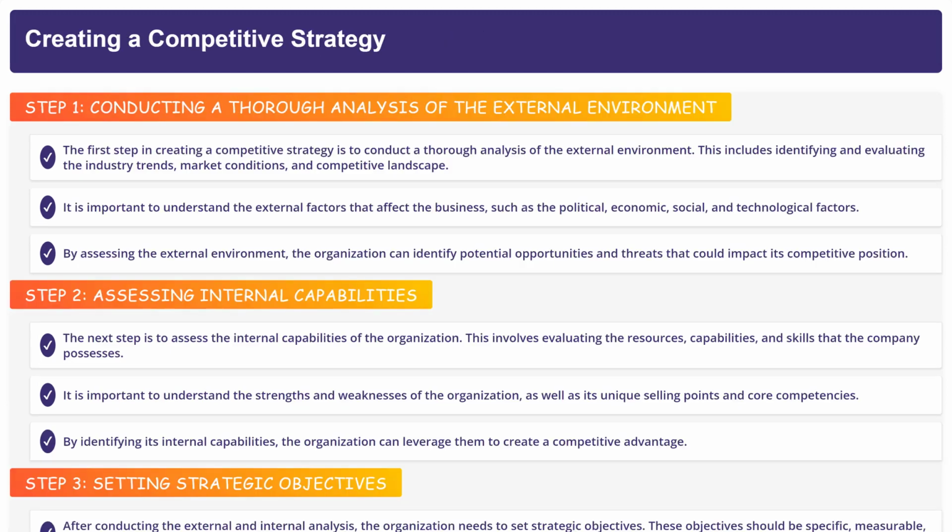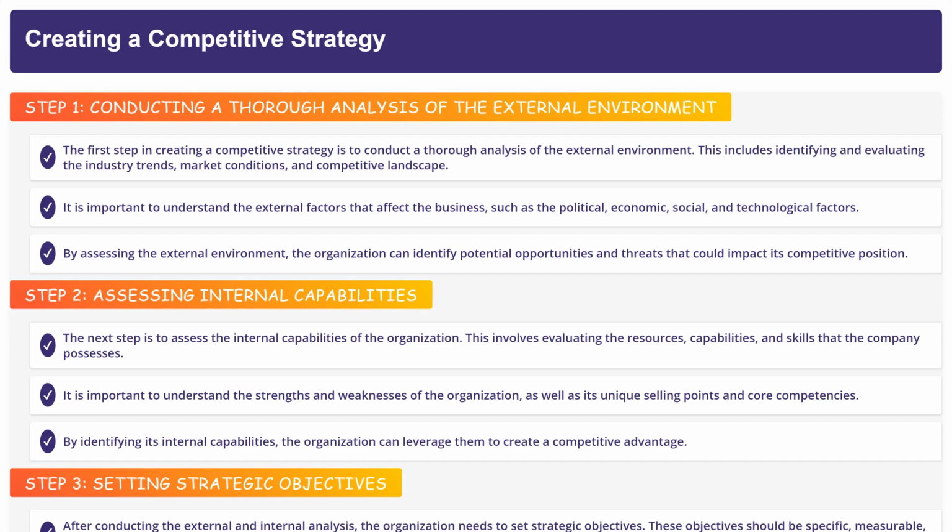In this segment, we will outline a systematic approach to developing a competitive strategy that maximizes value creation and sustains long-term success. Creating a competitive strategy involves several steps that need to be followed. The first step is conducting a thorough analysis of the external environment. This includes identifying and evaluating industry trends, market conditions, and the competitive landscape. Understanding the external factors that affect the business is crucial in formulating a competitive strategy.